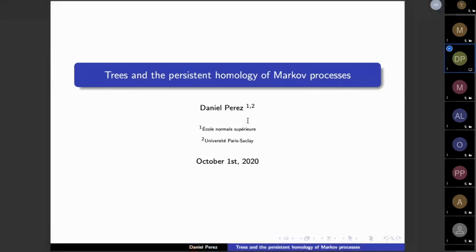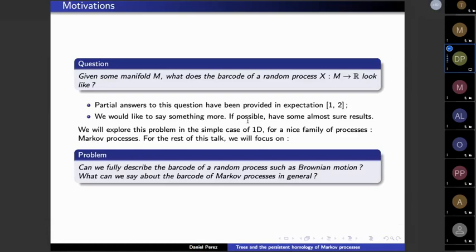Some motivations: for a long time, people have been trying to study what the barcode of a random process on some manifold looks like. There are some partial answers to this, in particular in expectation, and there have been some results for particular processes, such as Brownian motion. But we would like to have something stronger. In particular, it would be nice to have some almost sure results on the barcodes of random functions.